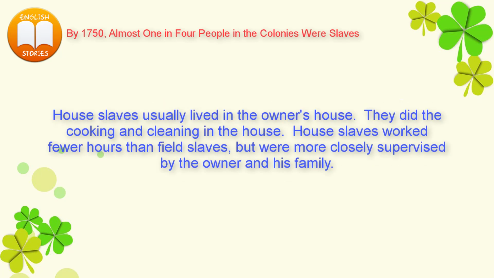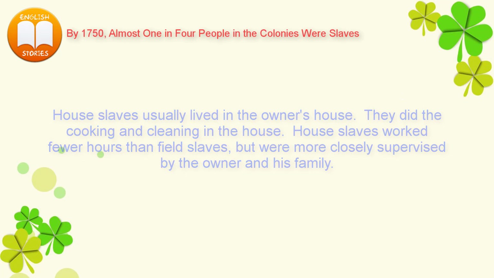House slaves usually lived in the owner's house. They did the cooking and cleaning in the house. House slaves worked fewer hours than field slaves, but were more closely supervised by the owner and his family.